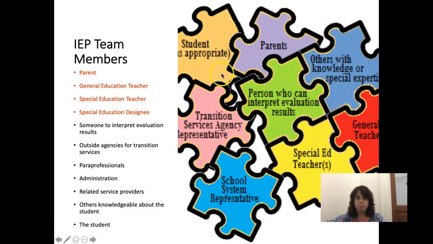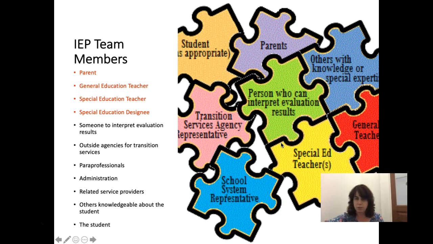So we talked about there's so many team members, especially if there's complex needs that a student has. So I know for my kids, for instance, we have 10 different providers, team members. There's myself as a parent, general ed teacher, special education teacher. There might be paraprofessionals, someone like the school psychologist who can evaluate and interpret those results. There might be outside agencies for transition services. For instance, my kids are deafblind, so a lot of times I'll bring in a deafblind agency as a team member. Not all the time, but sometimes I will.